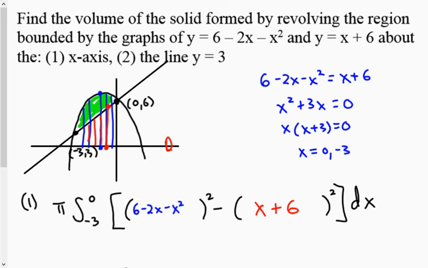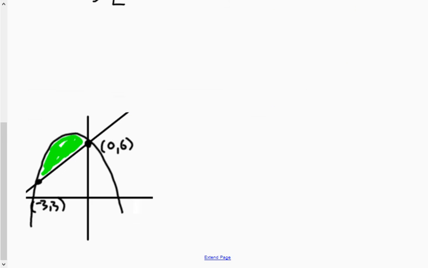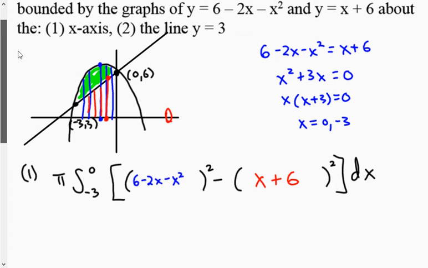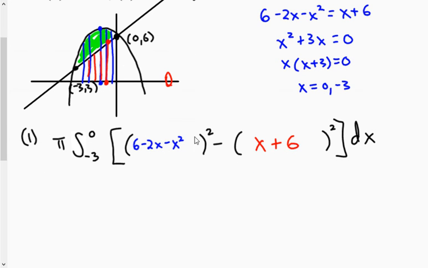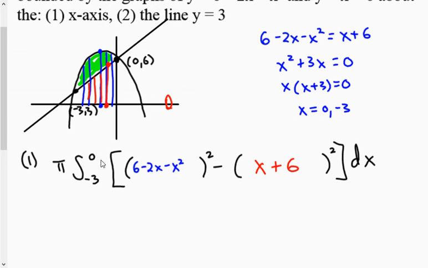Now, you guys, in the back of my mind, I can hear some of you thinking right now, hey, this is pretty cool, because in all of these, when we go about the x-axis, all we're really doing is finding the area bounded by two curves, and then we're just squaring the two functions, and adding a pi, to get pi times r squared. If we were just asked to find the area bounded by these two graphs, we would just integrate from -3 to 0, 6 minus 2x minus x squared minus x plus 6. But now that we're making circles, we have to square the radii and multiply by pi.